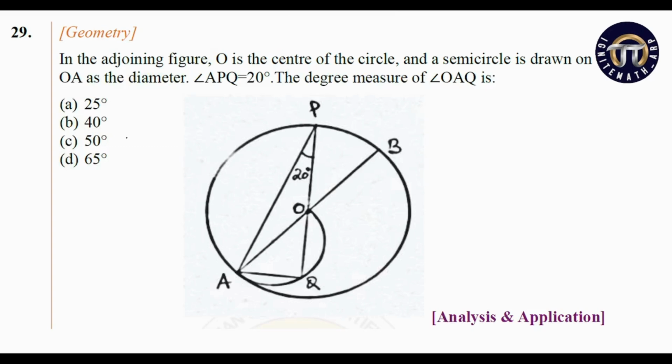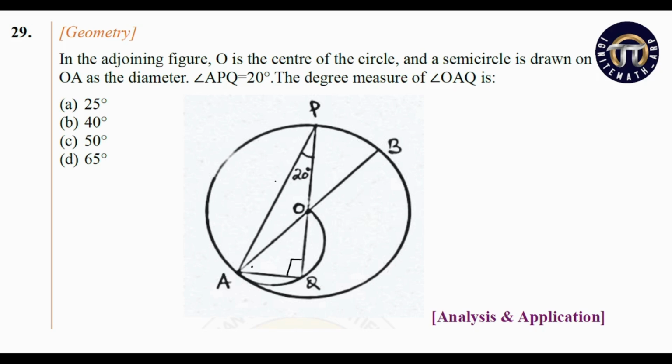So now let's move to the 29th question. In the adjoining figure, O is the center of the circle and a semicircle is drawn on OA. So OA is the diameter of this semicircle. Clear, children? Angle in the semicircle is 90 degree. You need to understand that. So this angle AQP becomes 90 degree, and APQ is 20 degree. They have given you this angle. You're asked to find OAQ. How much is this angle? You are supposed to find out.